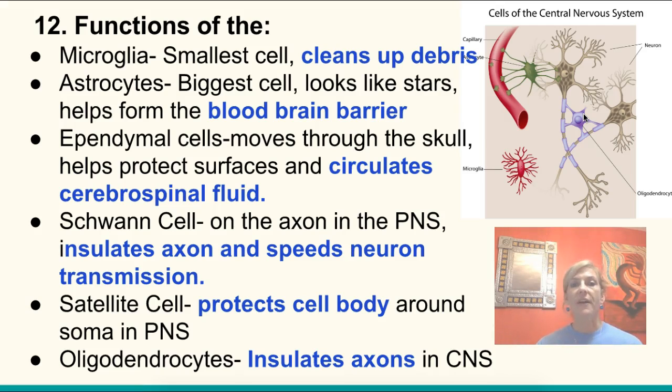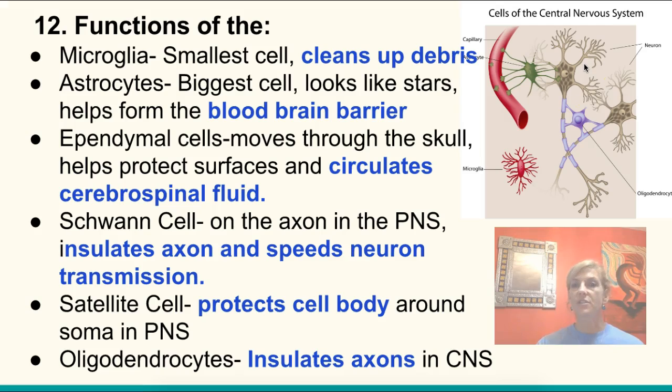Schwann cells are only found in the PNS. Right here, they look like little wrappings that are found on the axon of the nerve cell. So their job is to insulate and protect and speed the neural transmission. Satellite cells are only found in the PNS, so again, it's not in this picture. They're going to be wrapped around the cell body. So they act similar to Schwann cells, but supporting the whole cell body, protecting it.